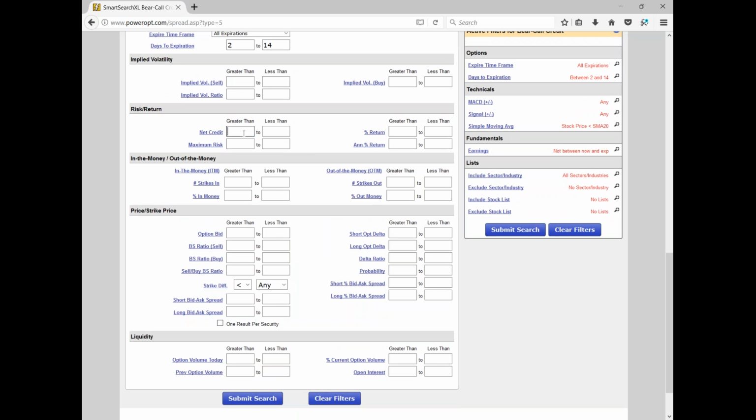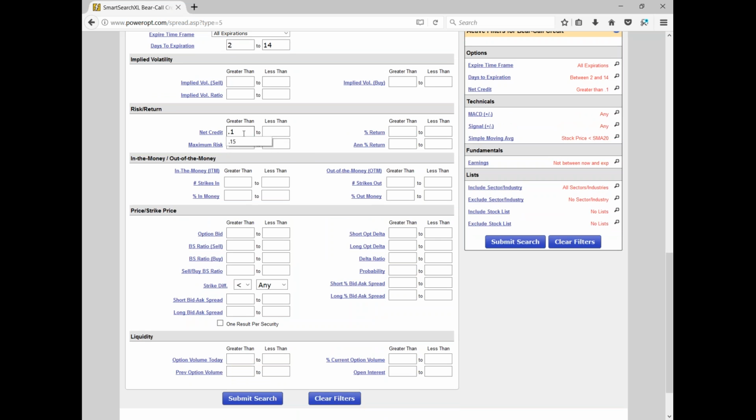Now I want a good premium. I want a decent premium, but knowing that the weekly options that are going to be out of the money that I want should only expect maybe 15 or 20 cents of net credit. We're going to start with a minimum net credit of 15 cents, whether it's a 1-point spread, a 2-point spread for the margin or less.